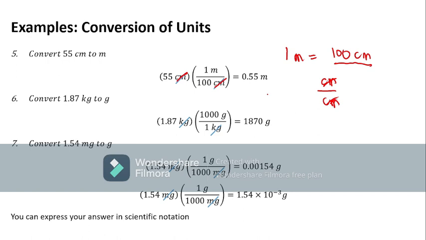Now, convert 1.87 kilogram to grams. So, for every 1 kilogram, equivalent siya sa 1,000 grams. So, the given is in terms of kilogram. So, dapat yung denominator natin may kilogram. So, ilalagay natin itong 1 kilogram na to sa denominator, yung 1,000 grams sa numerator. So, cancel the kilogram and also the kilogram. So, 1.87 times 1,000 over 1, which is equivalent to 1,870 grams. So, this is your final answer.